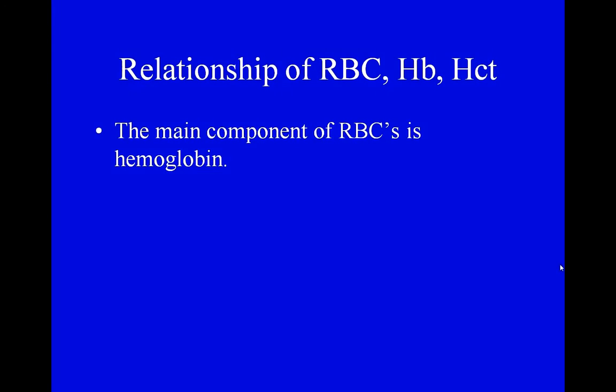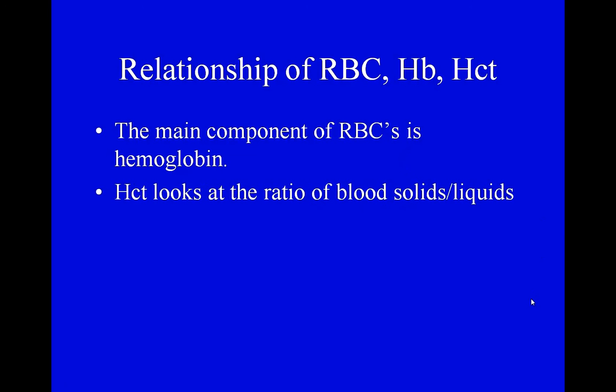Okay, what's the relationship of red blood cell, hemoglobin, and hematocrit? We've kind of touched on this. The main component of a red blood cell is hemoglobin. And hematocrit was the ratio of the blood solids, the red blood cells, white blood cells, and platelets, compared to the liquids, the plasma, the clotting factors, and the antibodies.